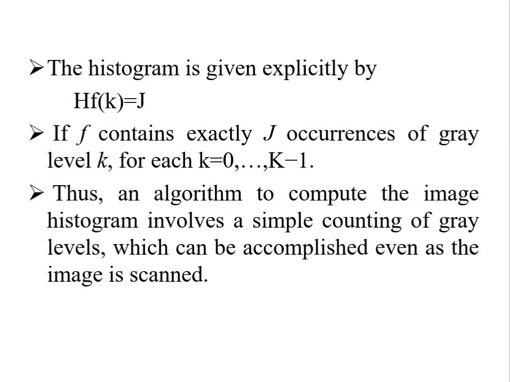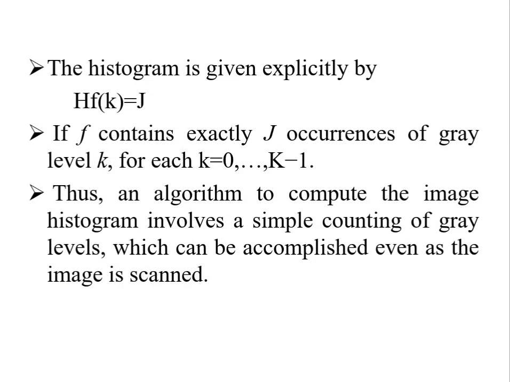It is also denoted by h(r_k) is equal to n_k, where r_k is the kth intensity value and n_k is the number of pixels in the image with the intensity r_k. Here, the histogram is also denoted implicitly by h(f_k) is equal to j, if f contains exactly j occurrences of gray level k, for each k equal to 0 up to K minus 1. Thus, an algorithm to compute the image histogram involves a simple counting of gray levels, which can be accomplished even as the image is scanned.